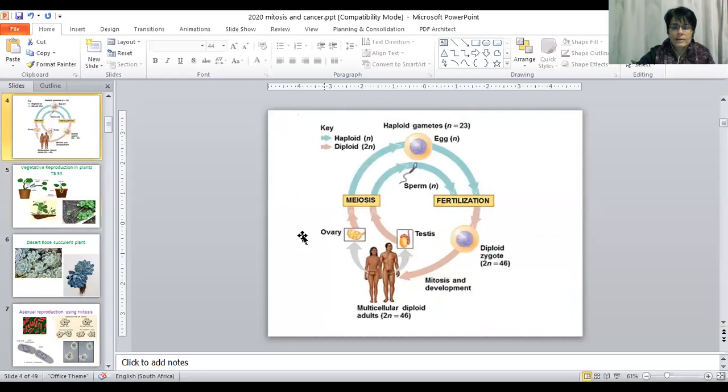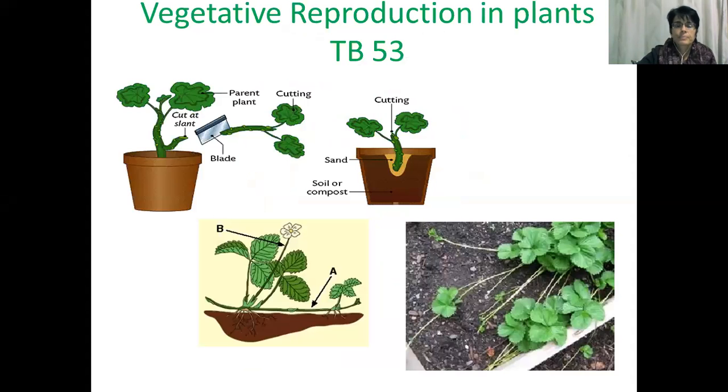If you remember, in the last little video we were looking at where mitosis plays a role in the life cycle of organisms like humans. Now we're going to look at what role it plays in plants. And then in the next clip, we'll look at what role mitosis plays in humans and other vertebrates.